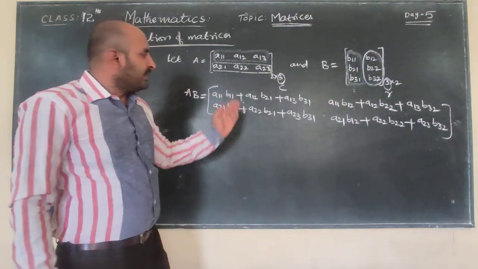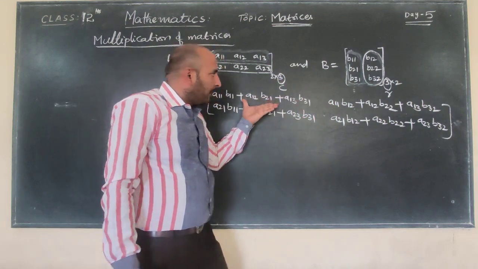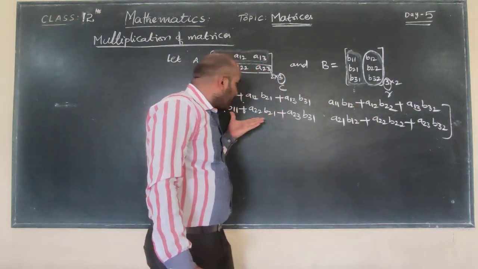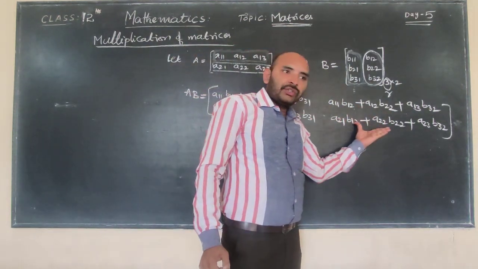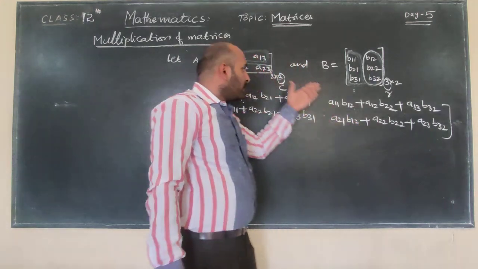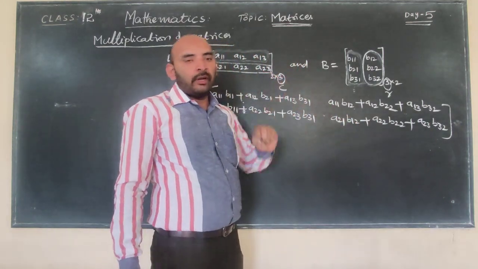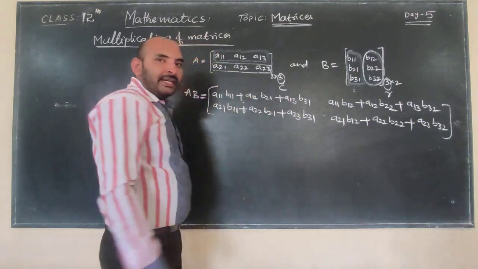Observe, these are 4 elements. This is one element, this is also another element. Second row, this is one element, this is also another element. Totally how many elements here? Total 4 elements.